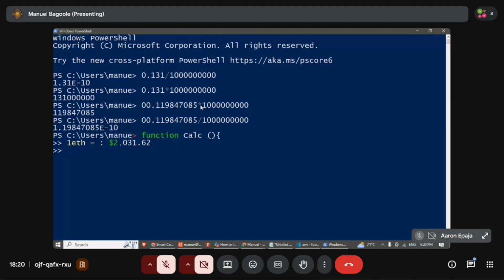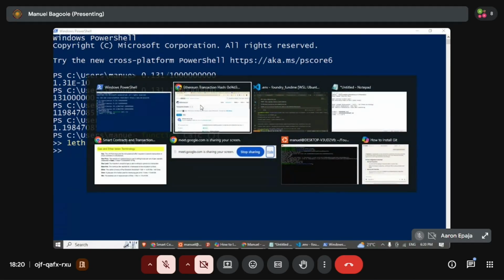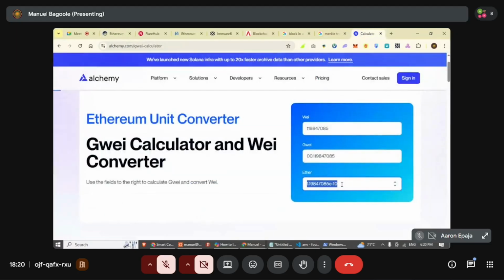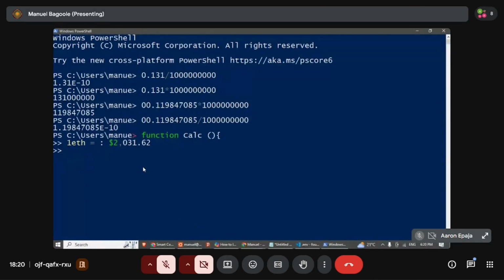How about this? How will we do the calculation?